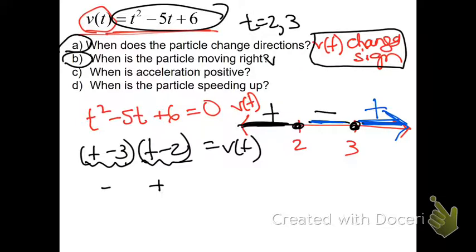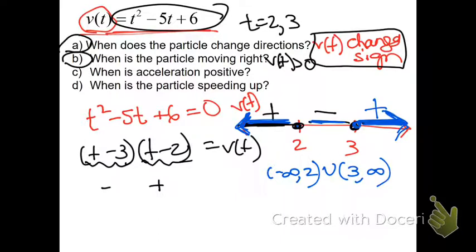Well, that's when velocity is positive. So that would be here and here. There is a slight glitch though. When we write that down, you might think, okay, the answer to part B would be negative infinity to 2. We don't include the 2 because that's where velocity is 0, not positive. And we might think from 3 to positive infinity. And that's a really good guess. There's just a tiny little glitch with common sense.